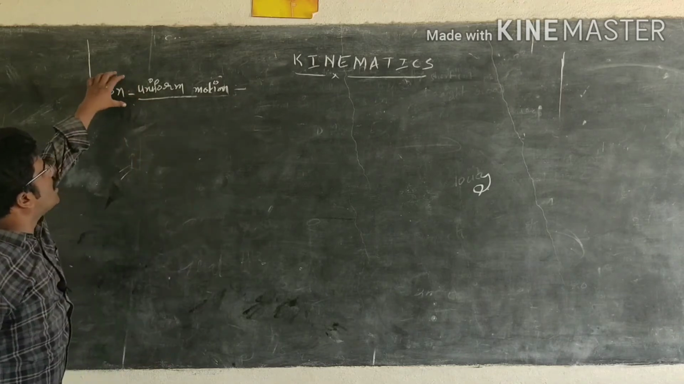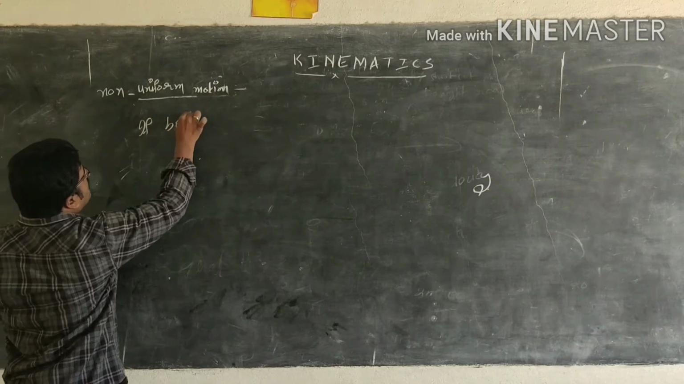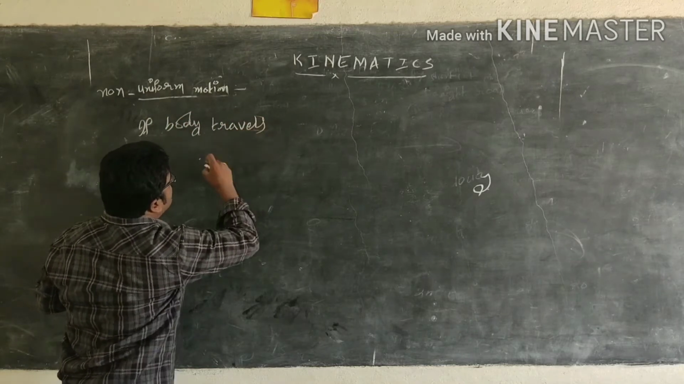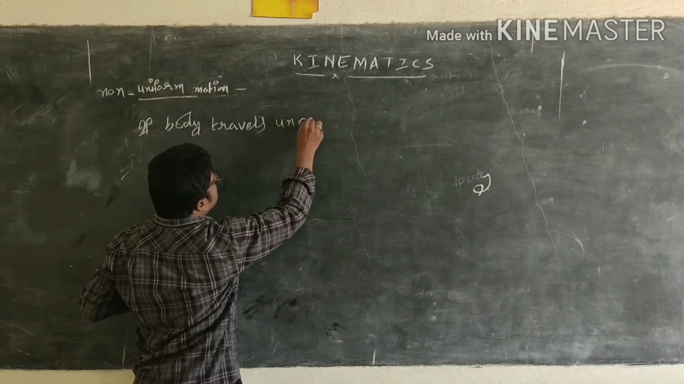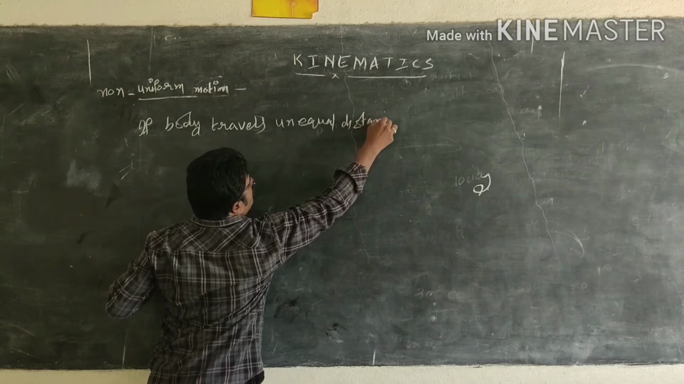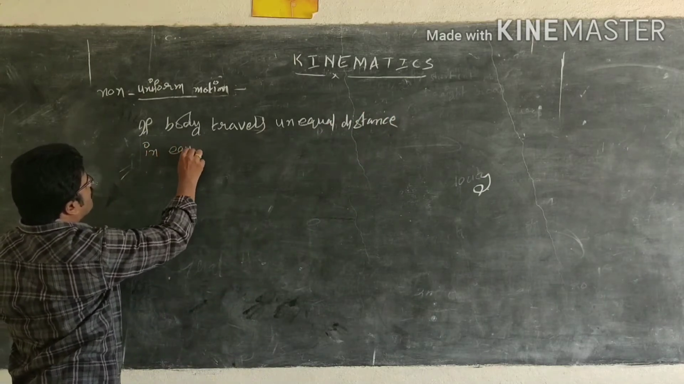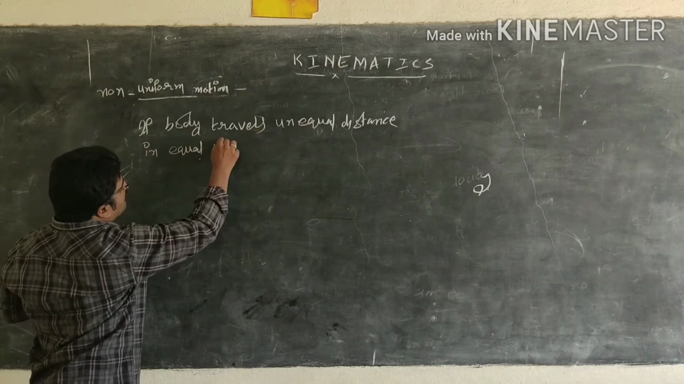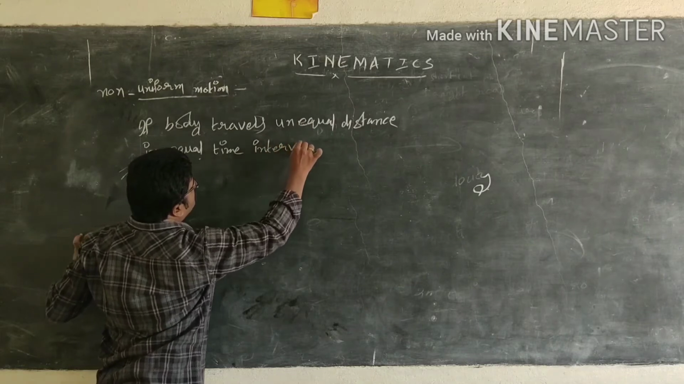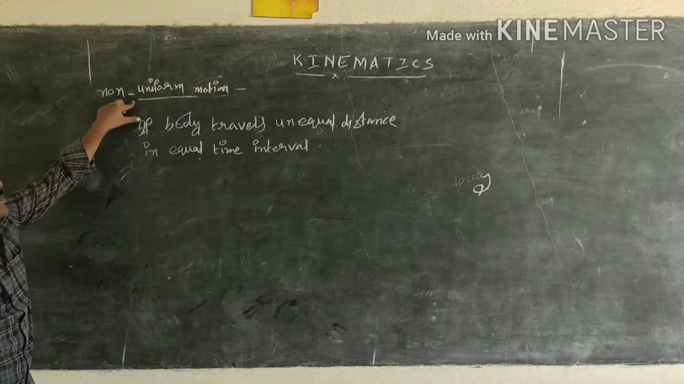So, non-uniform motion. If a body travels unequal distance in equal time interval, then the body is said to have non-uniform motion.